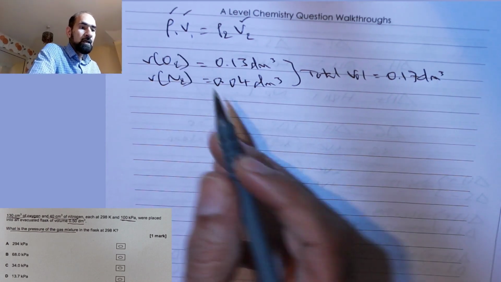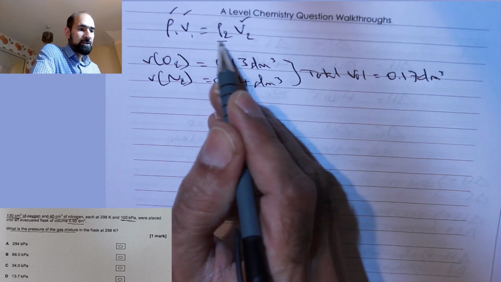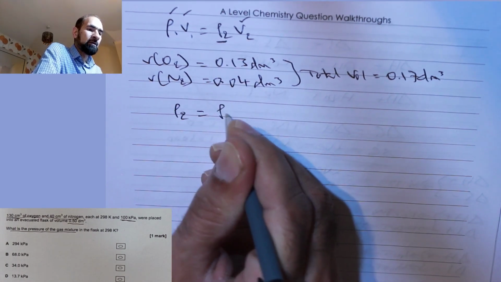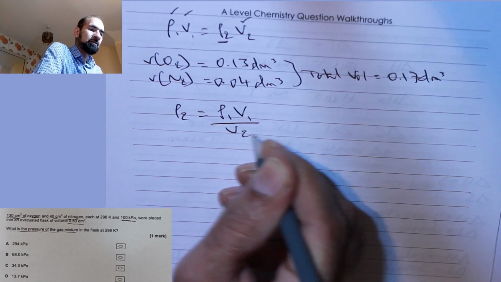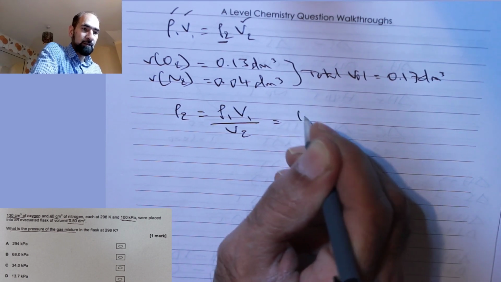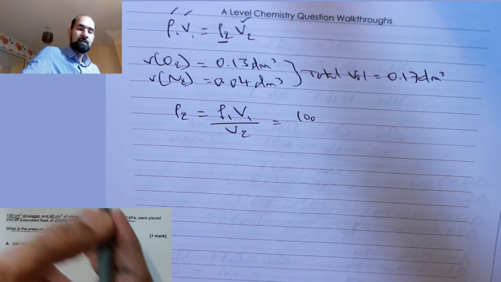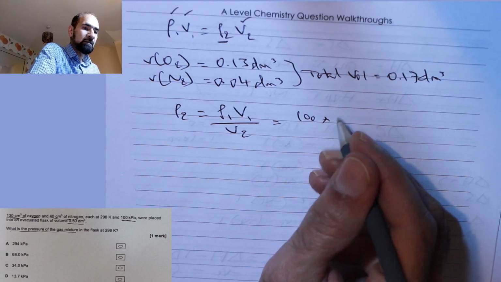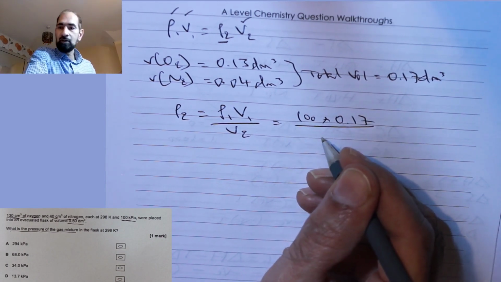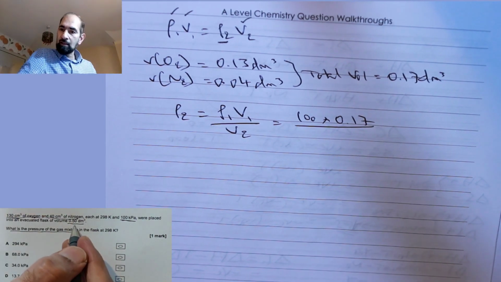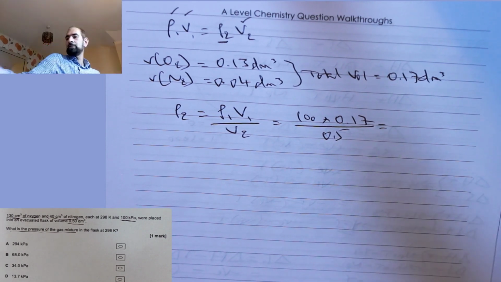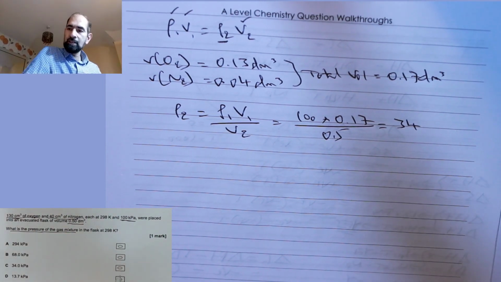Right, pressure. What I'm going to have to do is rearrange this for pressure. P2 equals P1 V1 over V2, and I'm just going to slot in the numbers now. The initial pressure is 100 kilopascals, that's in the question, times the volume, which is 0.17, divided by the final volume, which is 0.5 decimeters cubed, and that equals 34. So the answer is 34.